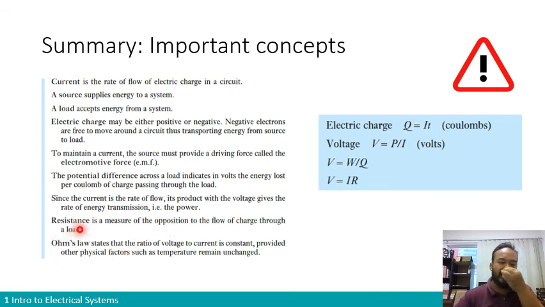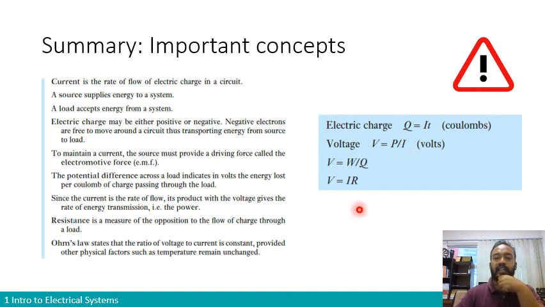And resistance is a measure of opposition to flow. So it's how hard it is in the material to circulate current or circulate charges. And Ohm's law finally states that the ratio of voltage over current, U or V over I, is constant, and that's what we call the resistance of the element.